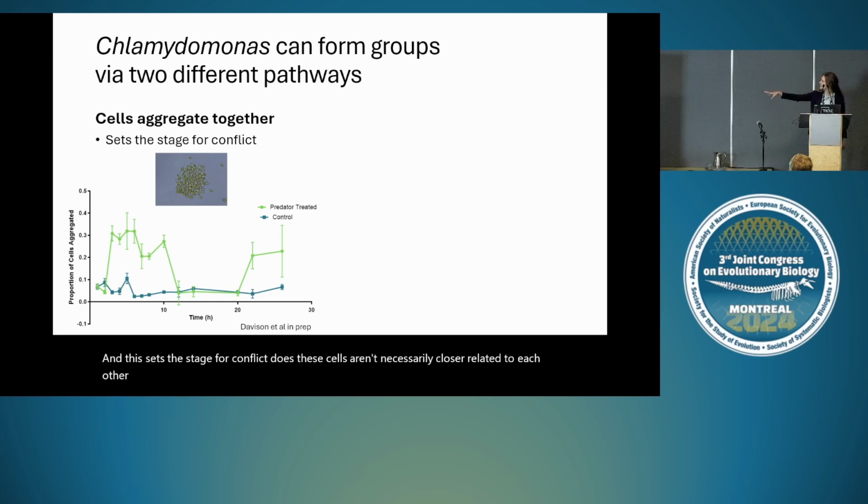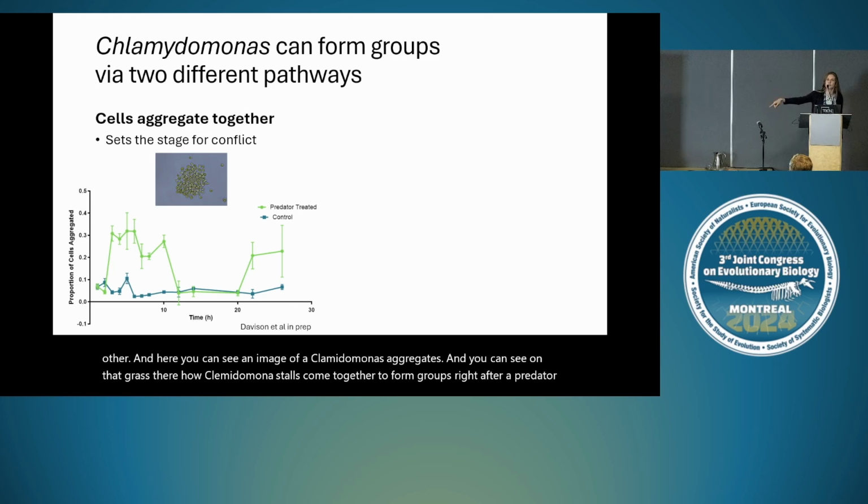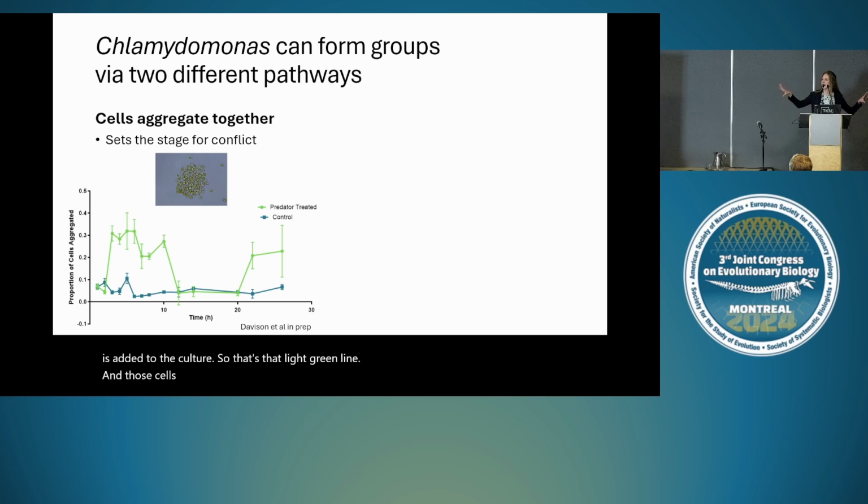And here you can see an image of a Chlamydomonas aggregate, and you can see on that graph how Chlamydomonas cells come together to form groups right after a predator is added to the culture. So that's that light green line. Then those cells actually come apart at night when they're dividing, and then they aggregate back together during the day.